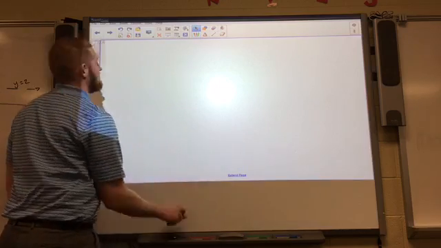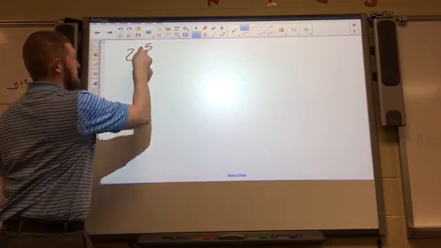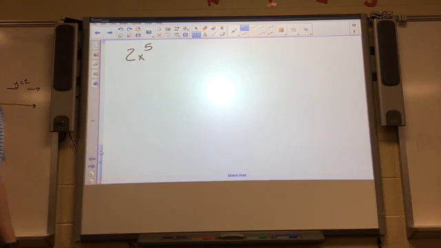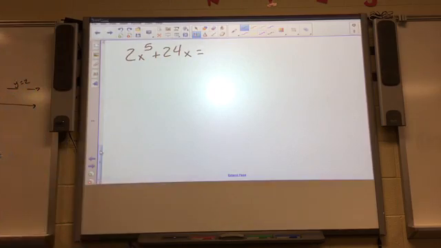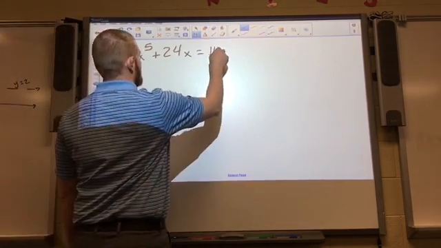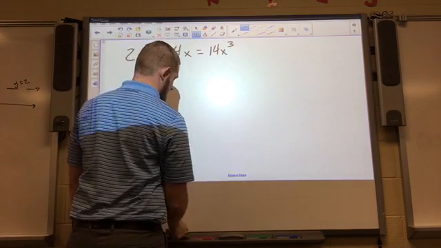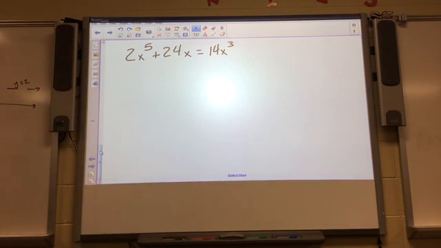They give you 2x to the 5th plus 24x equals 14x cubed. Now there's an equal sign. We haven't had an equal sign yet today, or on Friday, right? The directions say solve the polynomial equation. So I'm figuring out what x equals, right?